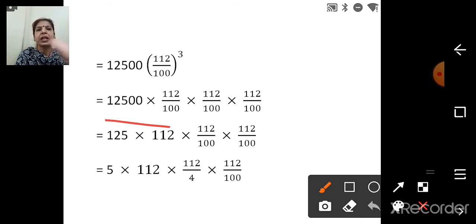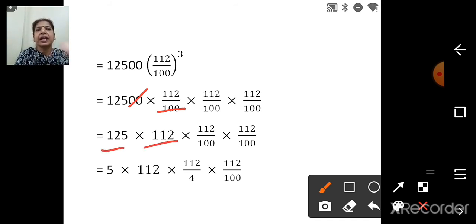So the next step is 12,500 into, 3 times we have to write as cube is given: 112 upon 100, 112 upon 100, 112 upon 100. And then the calculation. You have to be very careful with the calculation. First thing, as usual, we go for cutting the zeros. So 2 zeros are cut in the denominator, and 2 zeros are there in the numerator also. So what is remaining is 125.